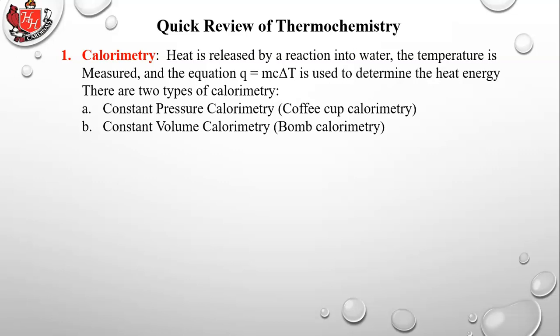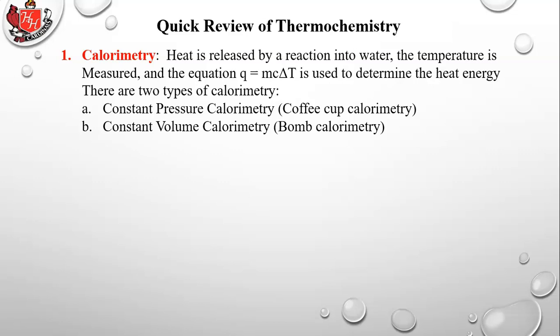Now, there's no device to measure heat, but there is a device to measure temperature, and you know what that's called. It's called a thermometer. So the temperature of the water is measured, and then using an equation that relates heat, Q, to change in temperature, delta T, we can determine, based on the temperature change, how much heat came out into the water. So Q equals mc delta T is used to determine the heat energy. And we'll talk about what m and c mean in just a moment.